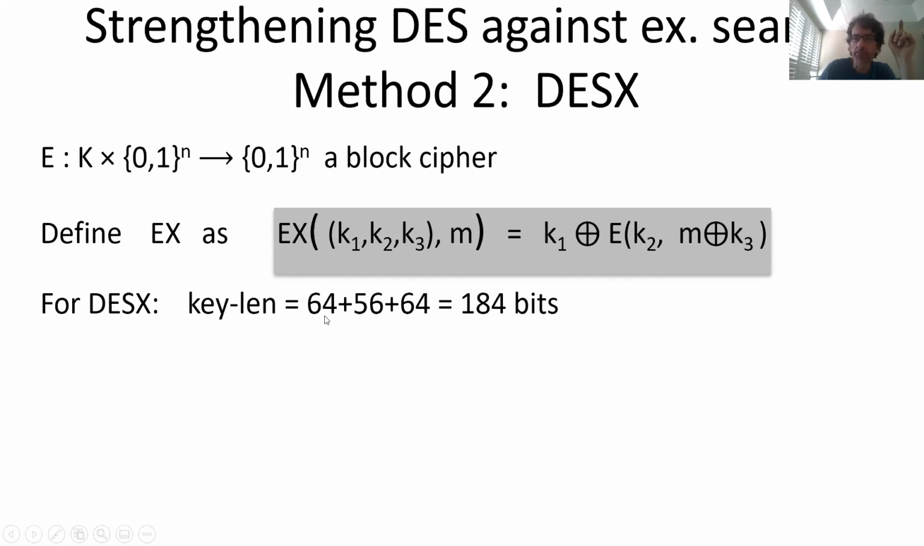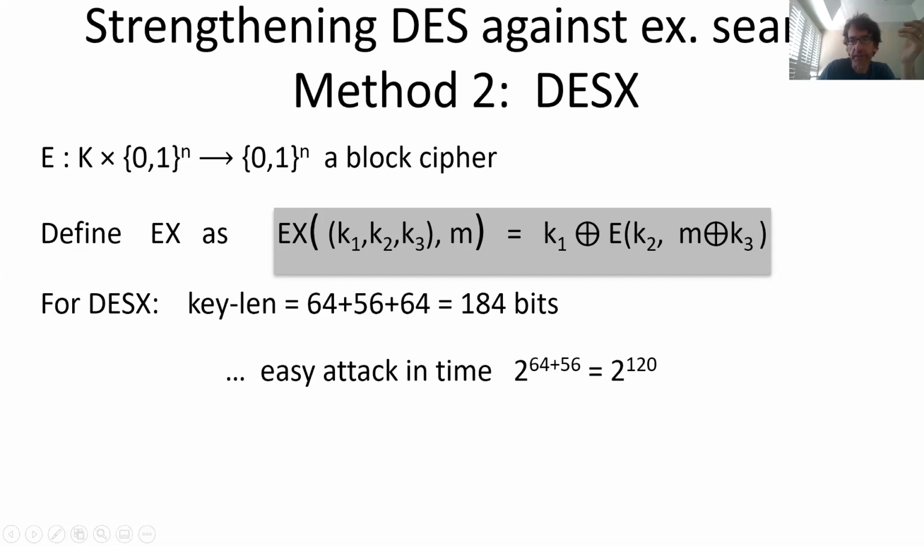The key length is different here, because K1 and K3 are actually longer than K2. K2 is 56 bits, and K1 and K3 will have 64. So it's even better because you have more key bits. But is there some attack, like the attack against triple DES? Actually there is, and these attacks are not so hard. They are basically a generalization of the attack on triple DES.